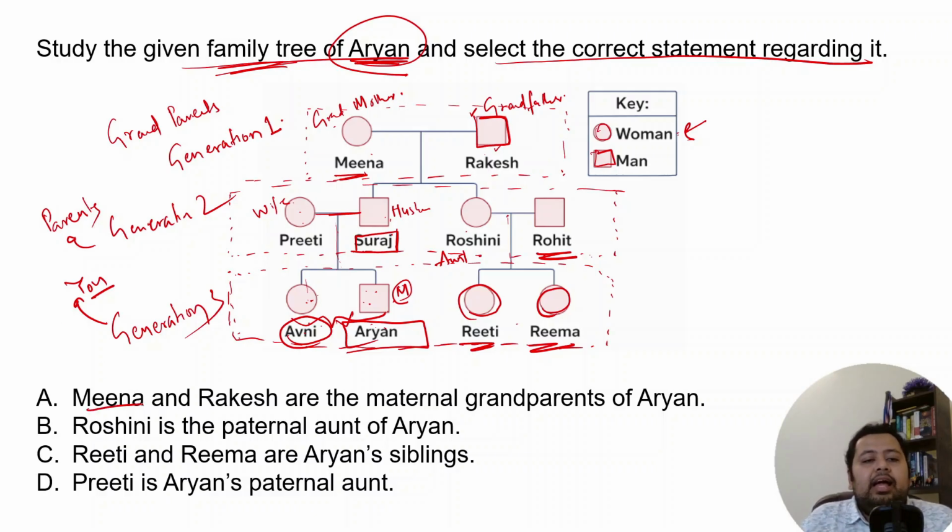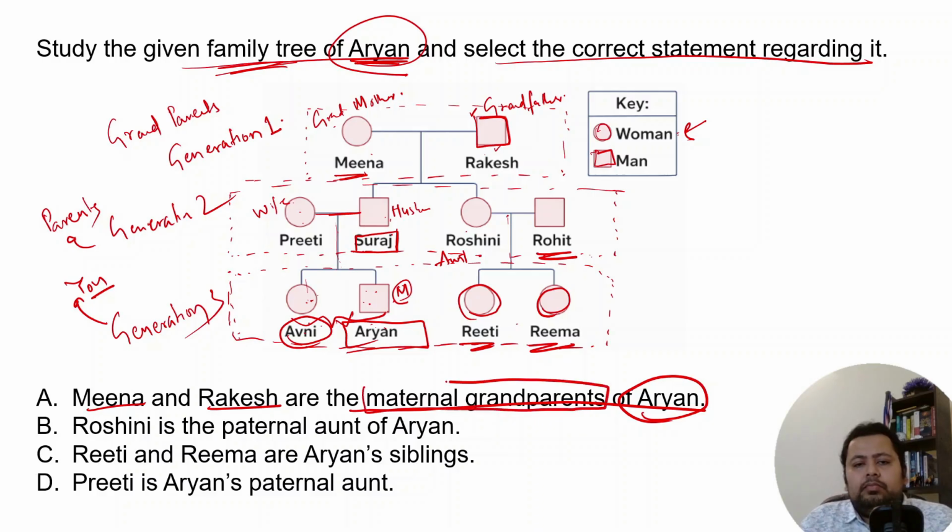Meena and Rakesh are the maternal grandparents of Aryan. Okay? So what do you mean by maternal grandparents? Maternal grandparents are your mother's parents, right? It means your mother's parents. What are paternal grandparents? Paternal grandparents are your father's parents, right? So maternal grandparents means they have to be your mother's parents, right?